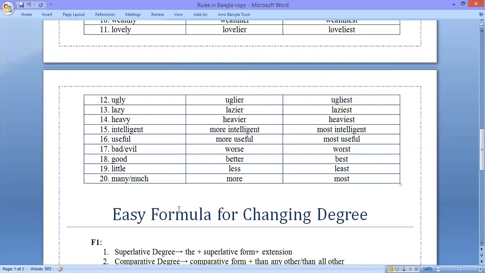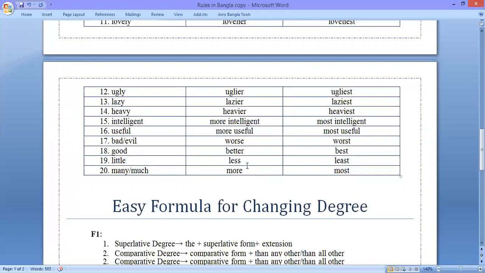There are some forms which take some exceptional form, such as bad or evil, worse, worst, good, better, best, little, less, least, many or much, more, most. So this is very easy to remember. I think we can remember them very easily.